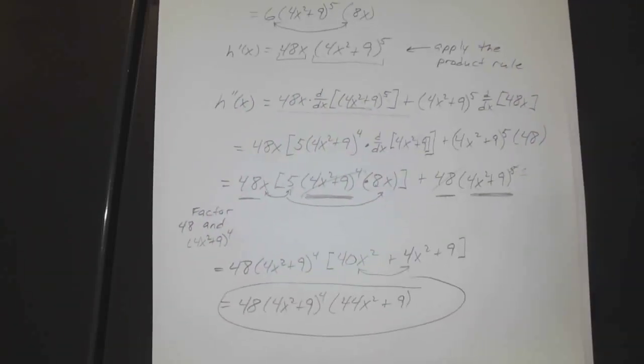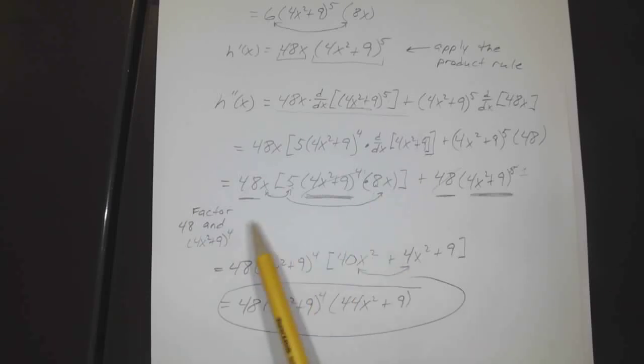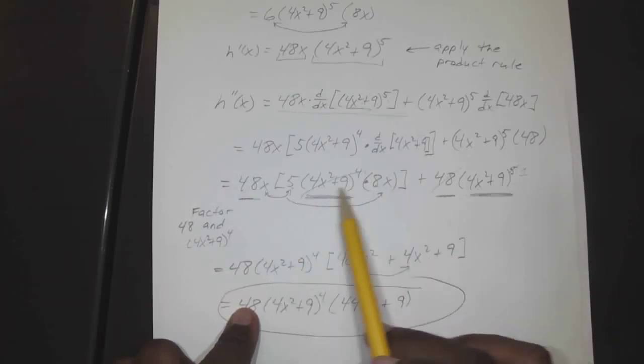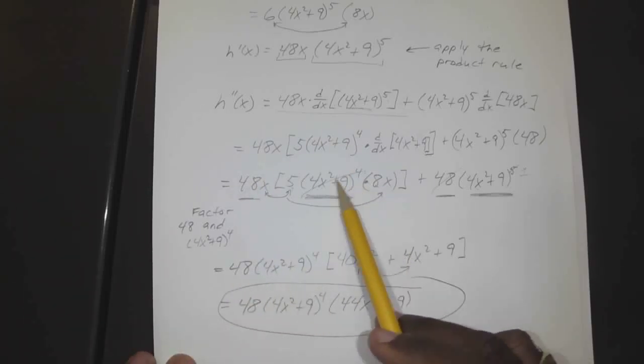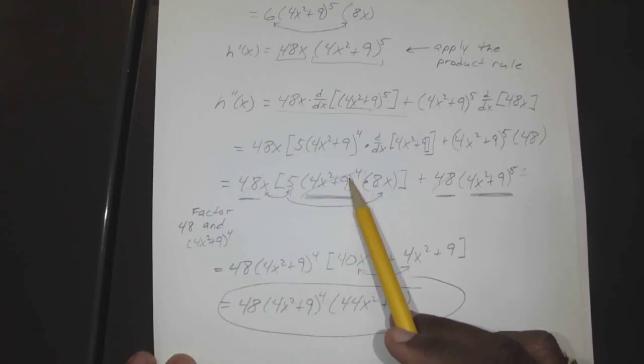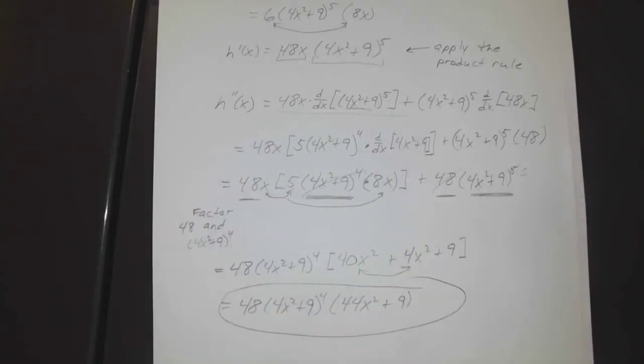Oh, is anyone still writing? Can I ask a question? Sure. You got the 40x squared from the x, you factored the x to 5, and then that became 5x, and then 5x times 8x, which made it 40x squared? Yep. Because remember, everything over here is just multiplied together. So once we factored out the 48 and factored out the 4x squared plus 9 to the fourth, that all came out there. So now it's just everything that's left.